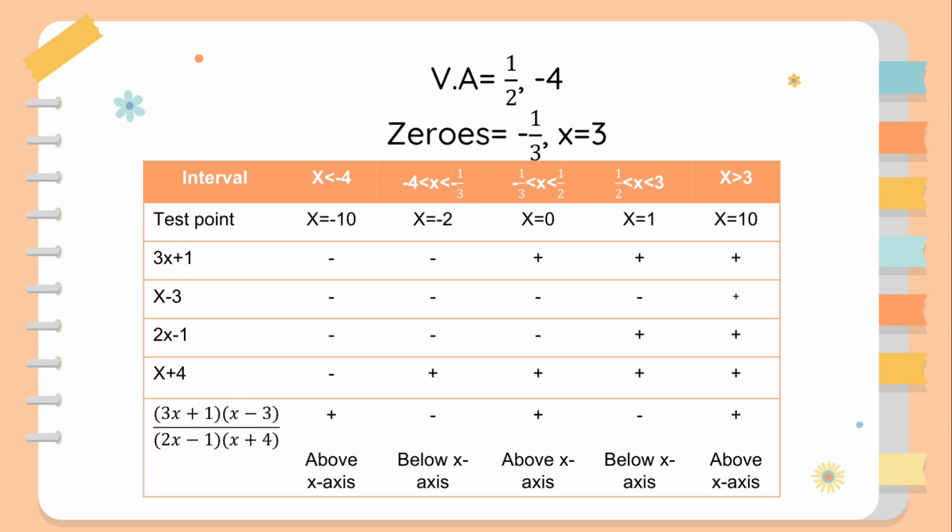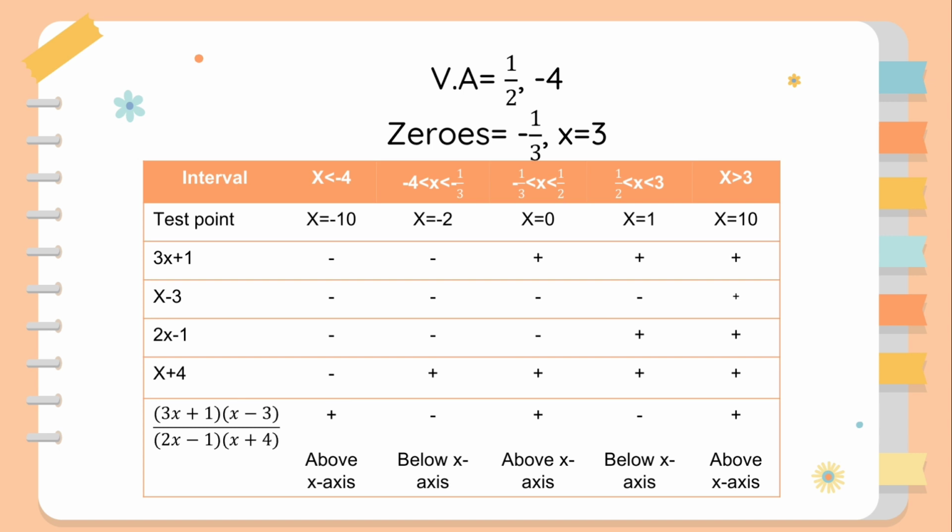Pick a value that fits the statement. Again, you can pick any number as long as it fits the statement. So in our case, we pick negative 10 for x less than negative 4. We pick negative 2 for x greater than negative 4 but less than negative 1/3, and so on, which we can refer to in the table presented. Now, we distribute the values. X less than negative 4 is above the x-axis, and x greater than negative 4 but less than negative 1/3 is below the x-axis. Again, we can refer to the table presented.